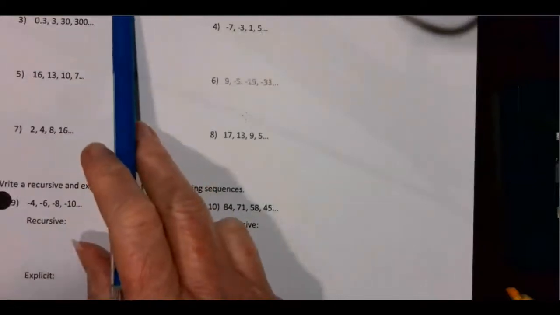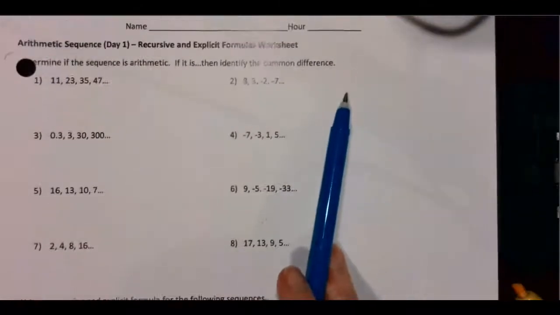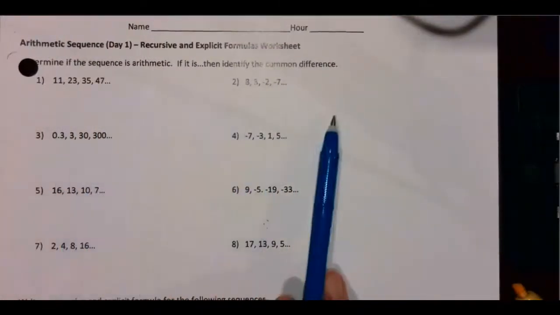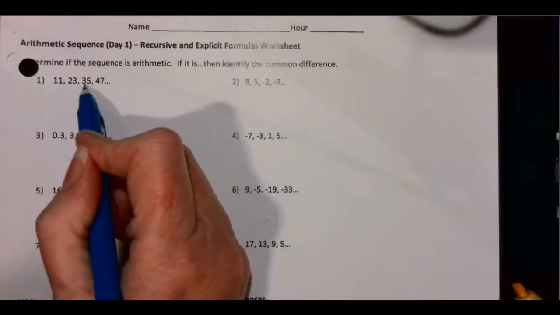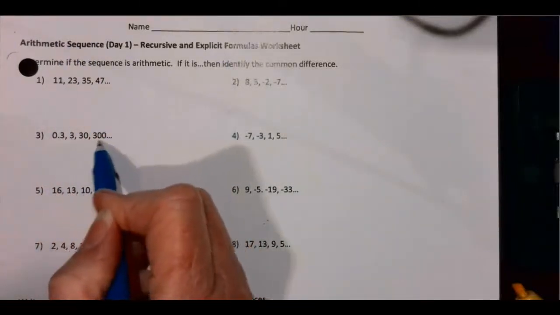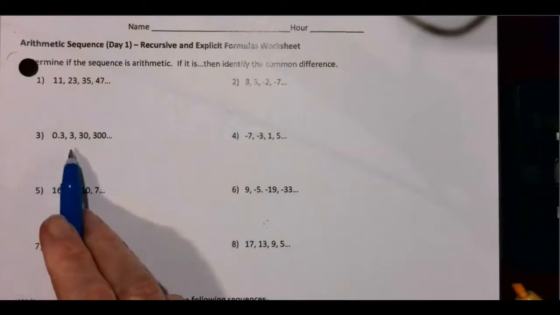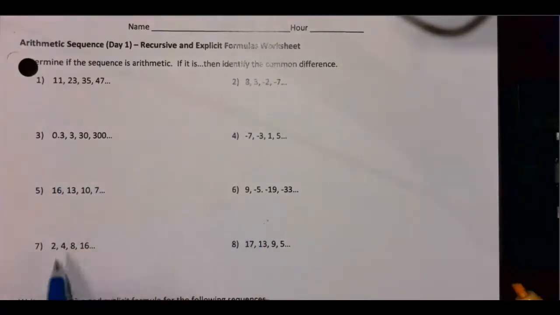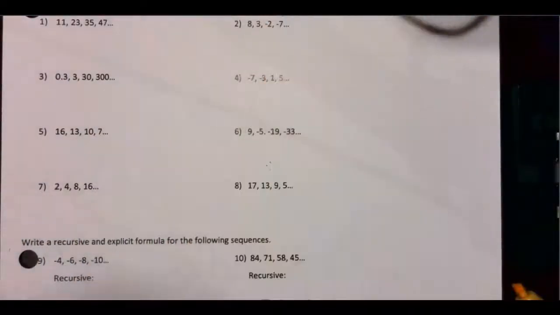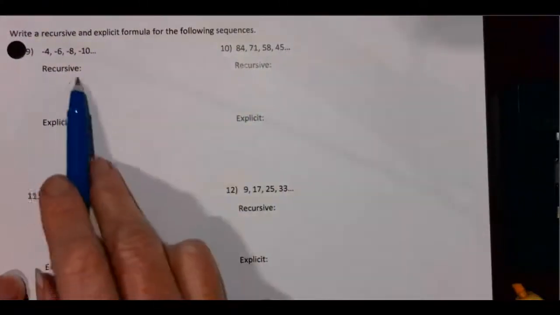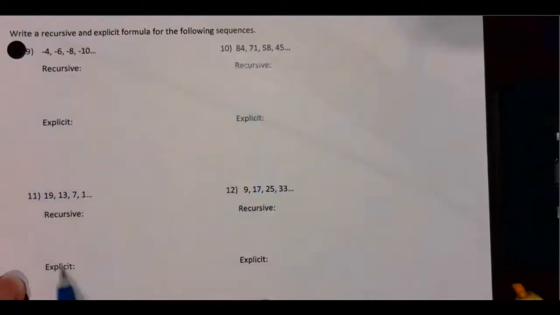Determine if the sequence is arithmetic. If it is, then identify the common difference. So on this assignment, you might have some things that there's not a common difference. So you need to kind of check to see, are these all an arithmetic sequence? Is there a difference from here to here that's the same every time? Is it the same? Okay. So check those out and see if it's a common difference. It has to be a common difference. And if it is, state what it is. Now these are telling you that these are arithmetic sequences because you're going to find the recursive and the explicit for each one of these, just like we've been doing.